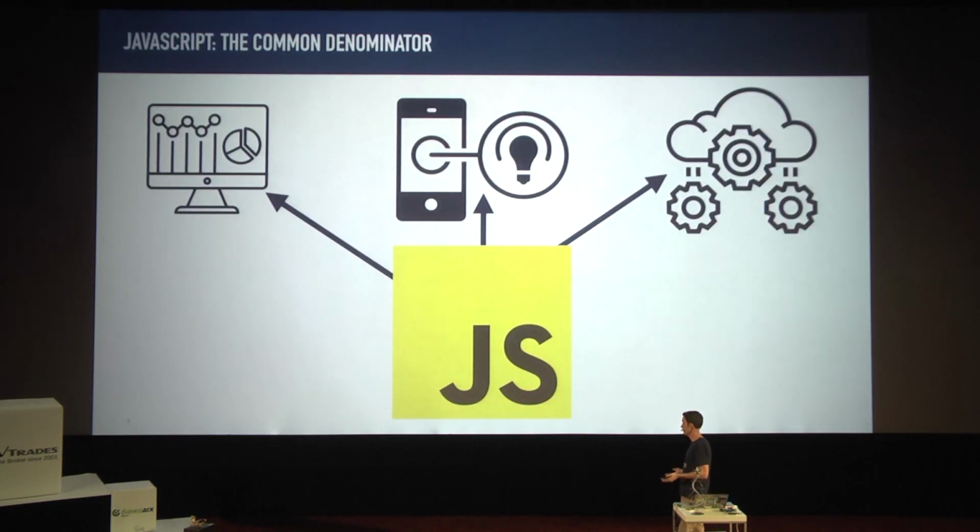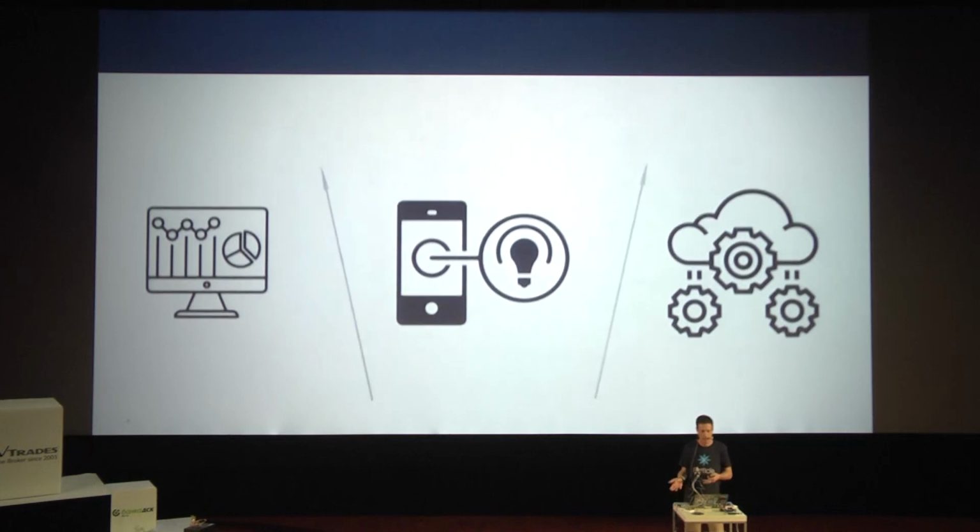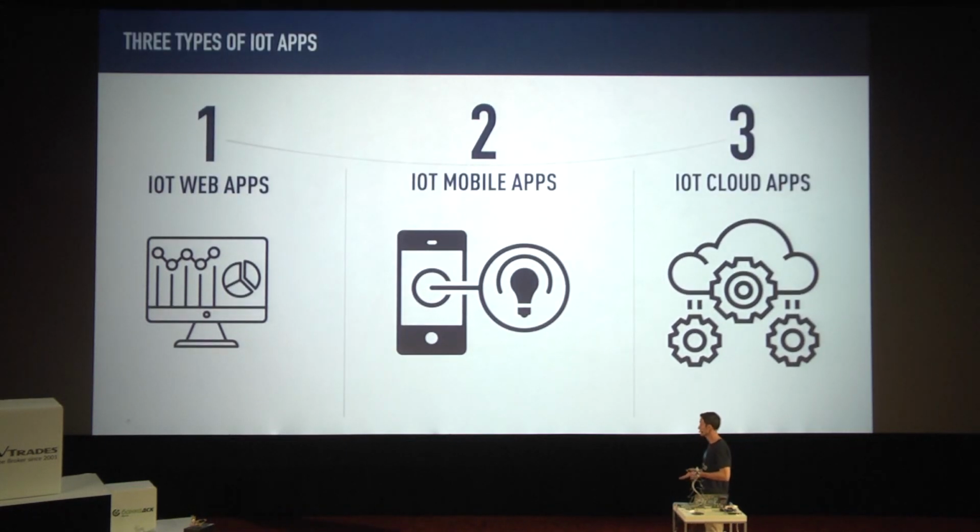And JavaScript, of course, is the nearly ubiquitous language that ties all three of those types of apps together and can better enable the Internet of Things. And that's where developers such as yourselves come in. Because as JavaScript-savvy individuals, there's never been a better time to dip your toe into the Internet of Things and to help solve real problems.